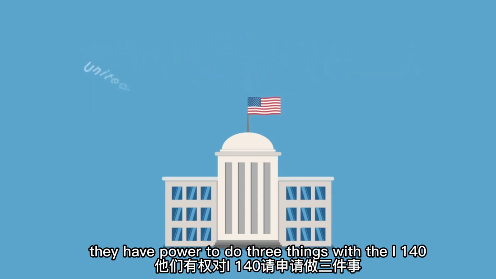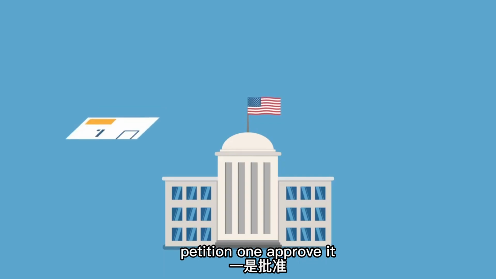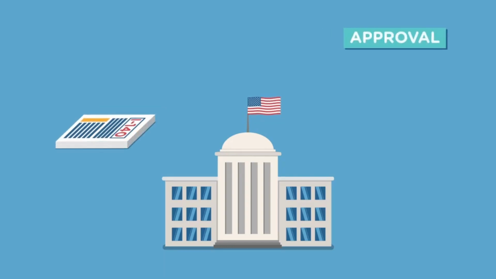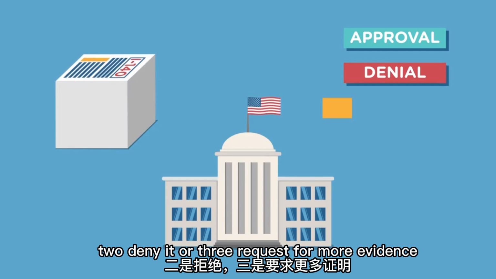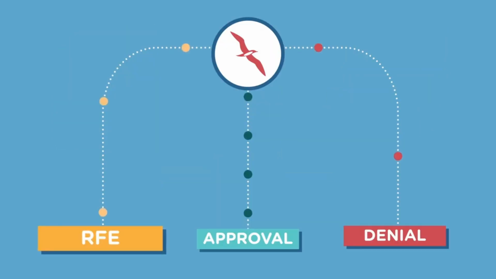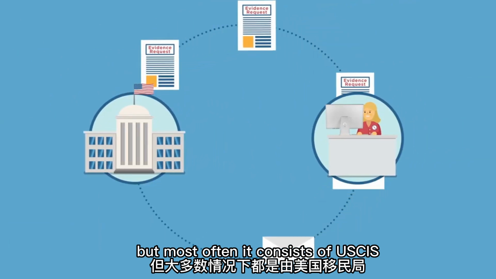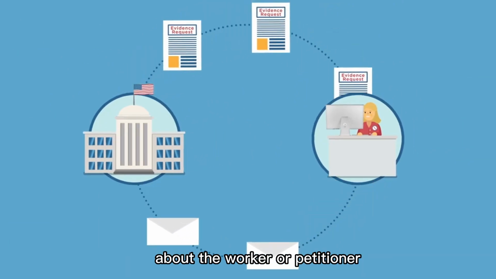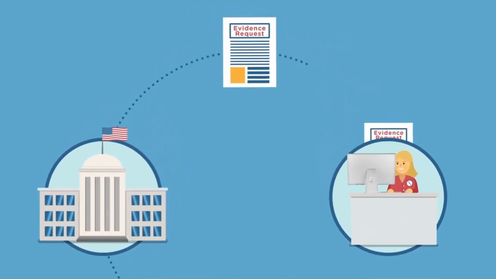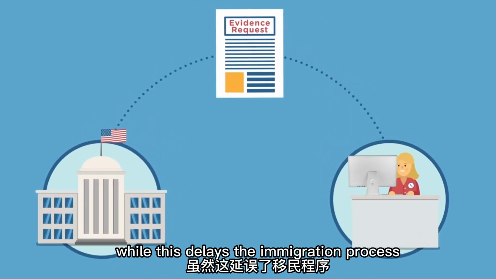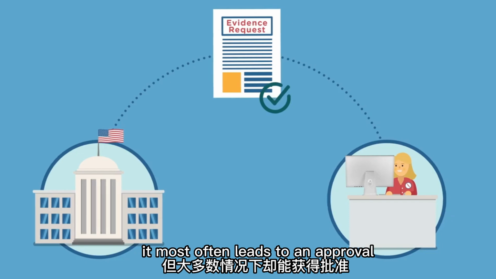Ultimately, they have power to do three things with the I-140 petition. 1. Approve it. 2. Deny it. Or 3. Request for more evidence. These requests can vary, but most often it consists of USCIS asking for more information about the worker or petitioner. While this delays the immigration process, it most often leads to an approval.